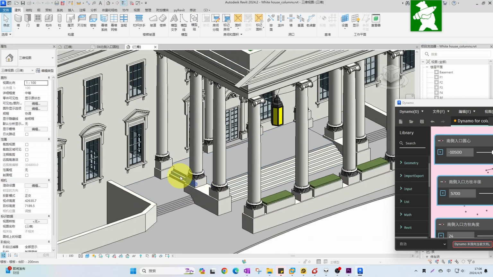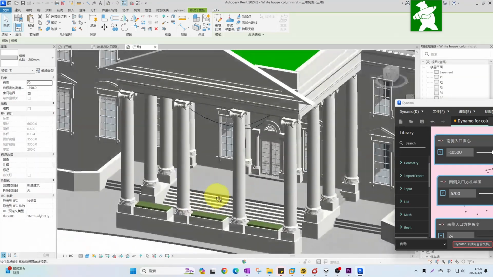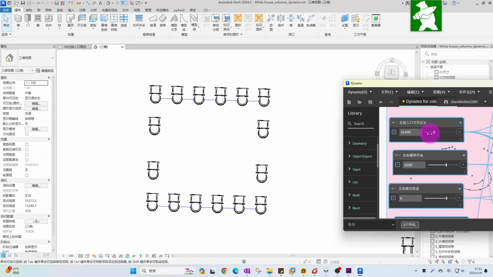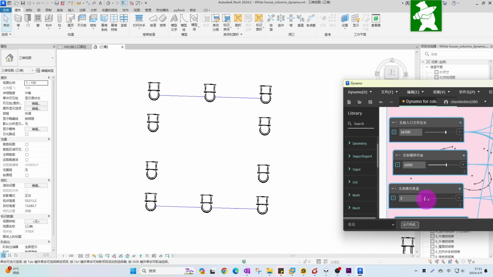Back to the whole model of the White House, it looks like this. The position of the columns is adjusted for the function of the steps. We can adjust the side length L of this square, the offset distance which is A here, and the number of columns on the upper and lower sides to adjust the model. This is an example of the process of parametric design.